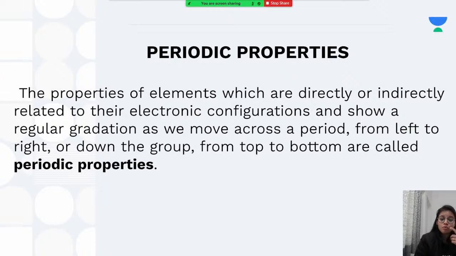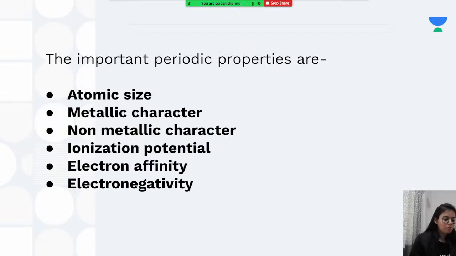Now, how do these properties change? They change as we move across a period or down the group. For example, as we move down the group, the number of shells increases. We will see all the properties and their trends, and how the change happens across the period or down the group. So let us start with the periodic properties.